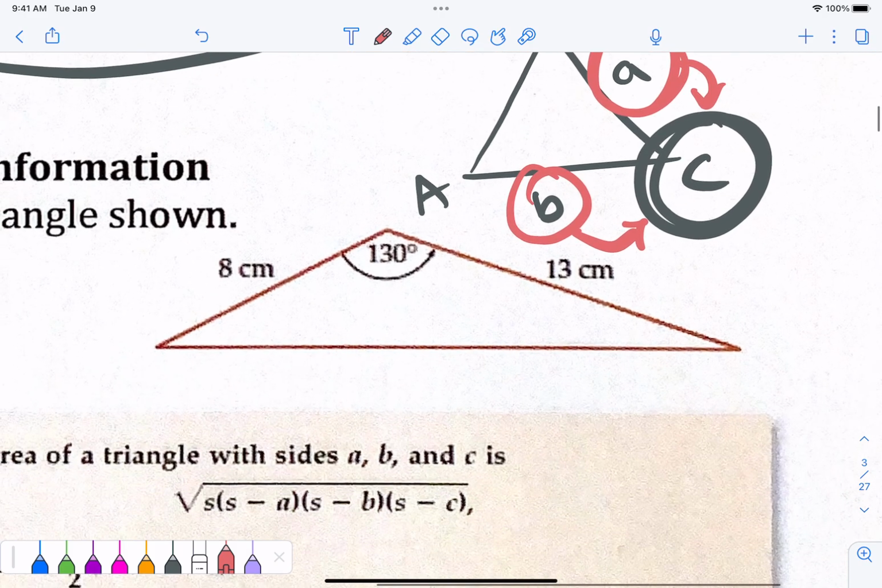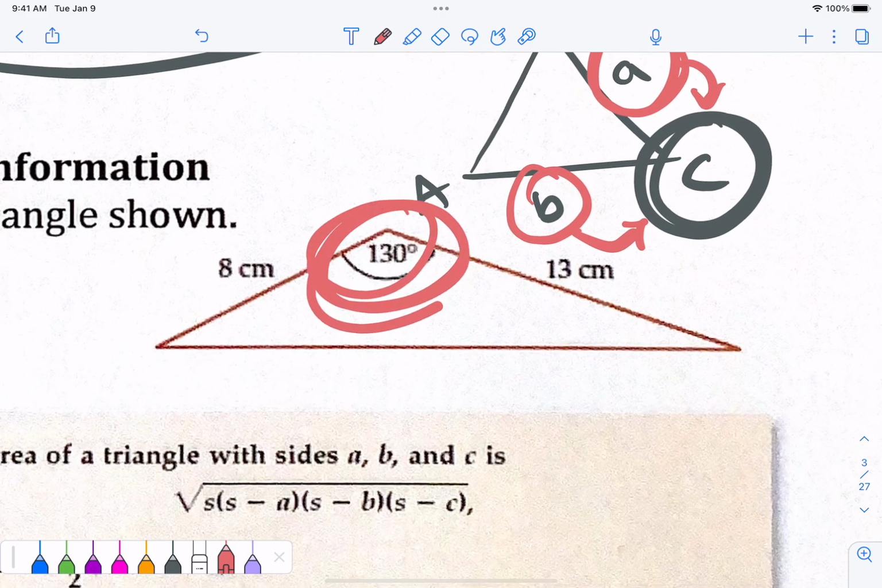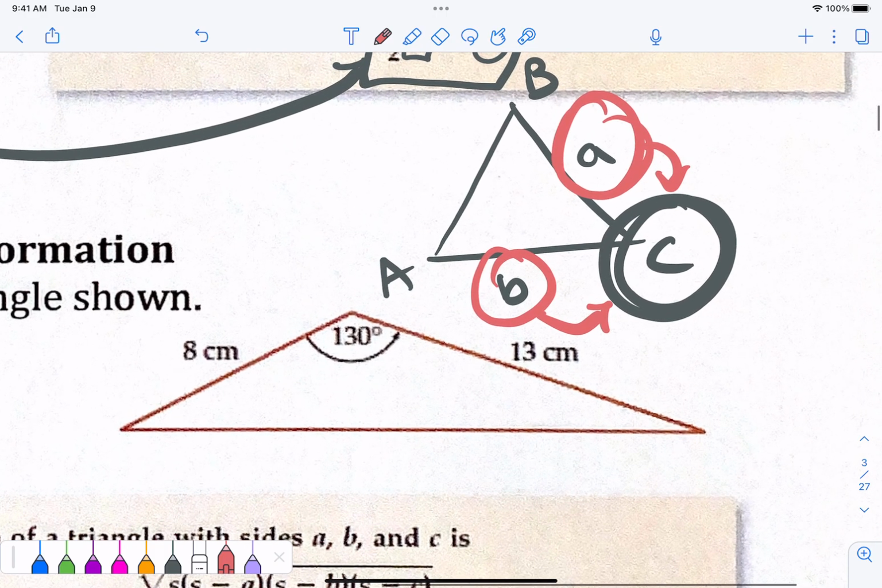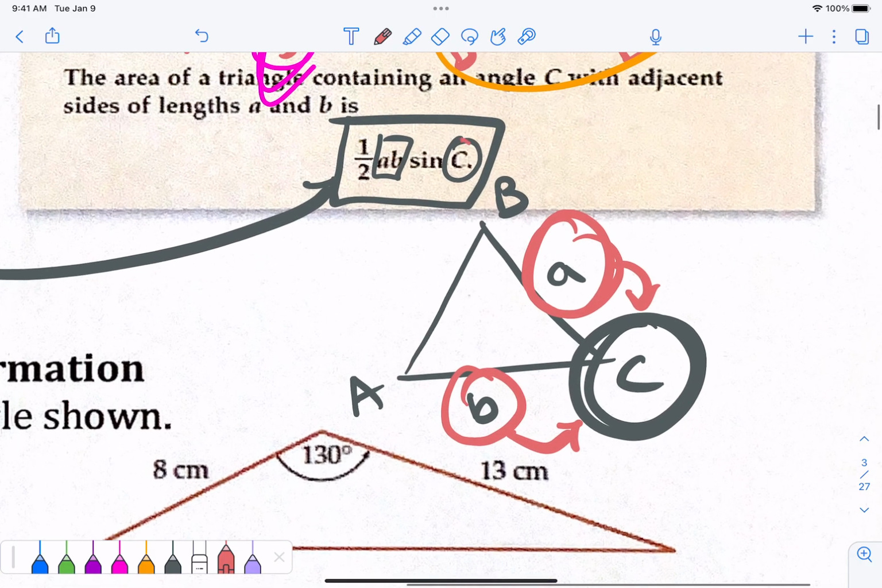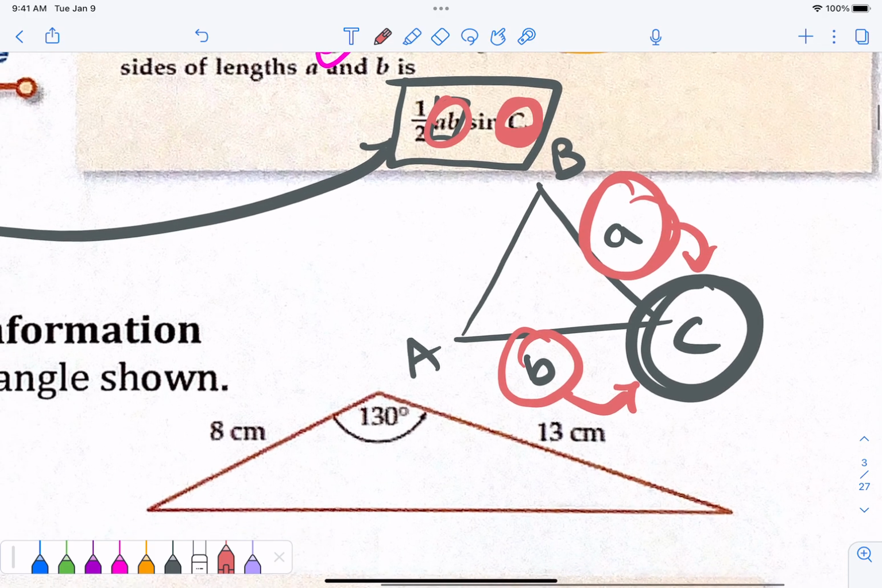Okay, so over here, I don't know if this is angle A, angle B, or angle C, but for the formula to work, I need to know the two sides that are adjacent or right next door to that angle. Does that make sense? Do I have those two in this triangle? Yeah, I have 8 and 13. Those are good to go. So all I do is just plop the angle in here, and I plop the two sides that are adjacent next to it, and I just solve, right?